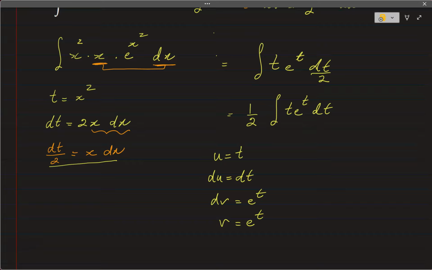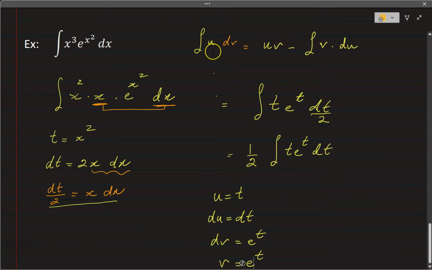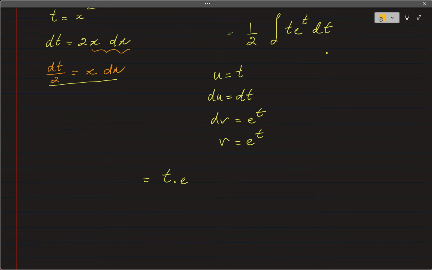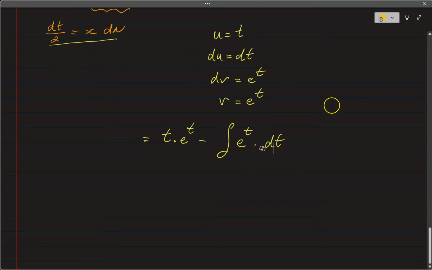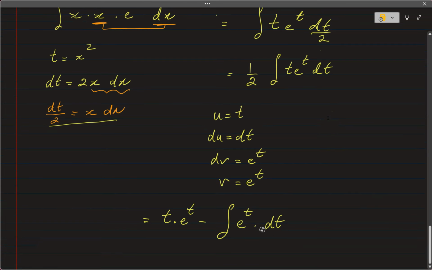Remember that one, okay? All right, now we're going to go ahead and use this. The integral of u dv is equal to uv minus the integral of v du: t times e to the t minus the integral of v, which is e to the t, times du, which is dt. That's what we have. There is a half in front, so make sure we put the half in front of it. So that I don't make a mistake, I'm going to put it in a square bracket. We're going to put a half in front.